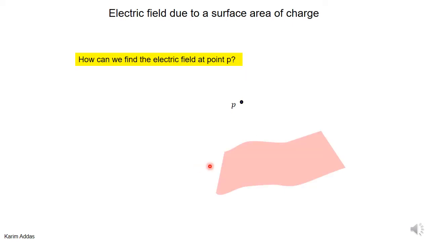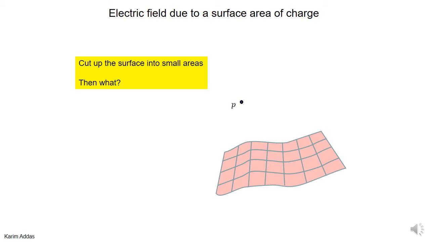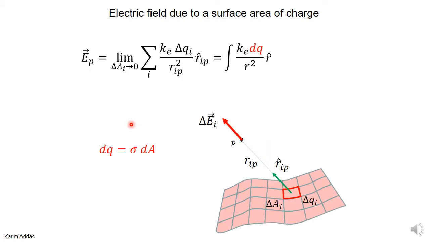What would you do if you had a surface area, an area full of charge, or a charge distributed over an area? How would you get the electric field at point P? Idea: you have to cut up your area into small elements of area, and you have to take the limit when the element of area goes to 0, because the only thing we know how to do is to get the electric field due to a point charge. So you would write exactly the same formula we got for the line charge, but now for the area. This is the electric field due to the ith element of area, and you have to then add the electric field due to all the elements of area, and this is the summation, and you take the limit when the size of the element of area goes to 0.